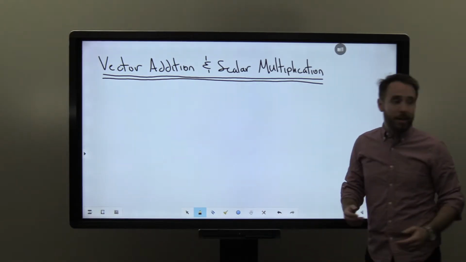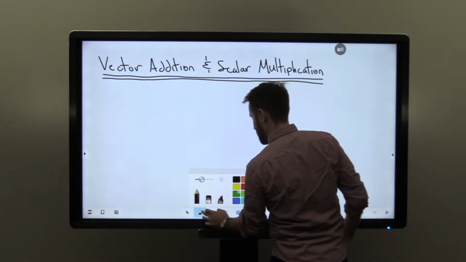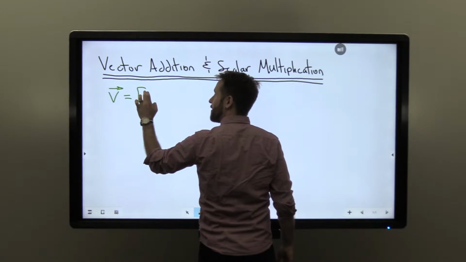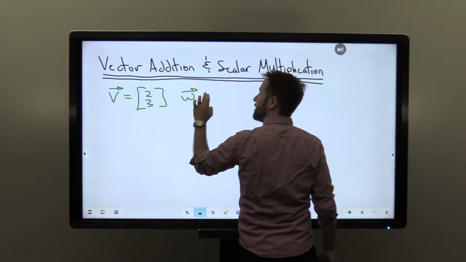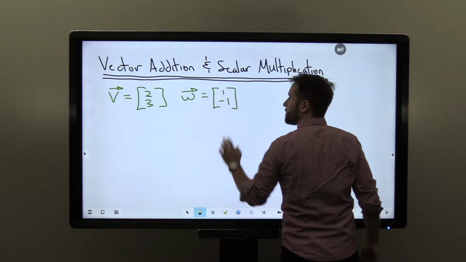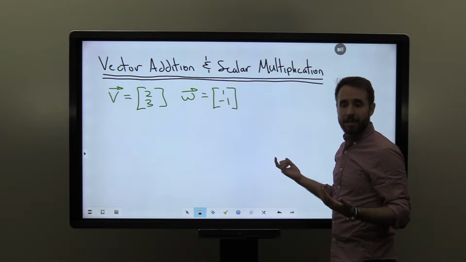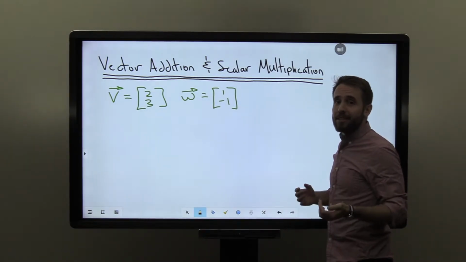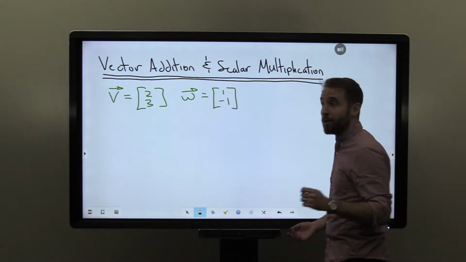So for example, we could talk about a vector, and I'm going to use vector v. I'm going to call this vector 2, 3, and vector w, which I'll call 1, -1. And so we can come up with a formal way to add these two vectors together to create a new vector that's v plus w. And the way that we'll add these vectors together is what's called component-wise.